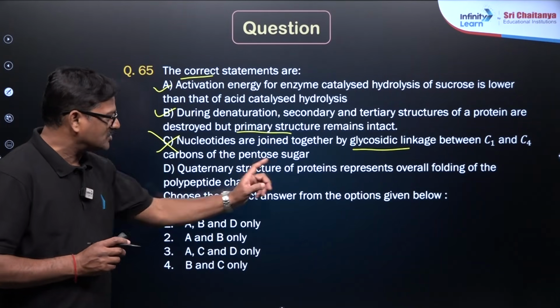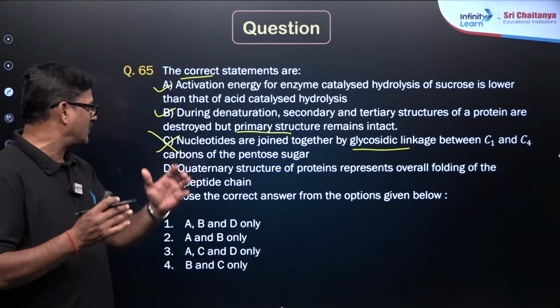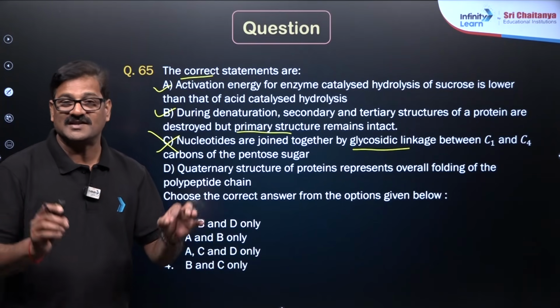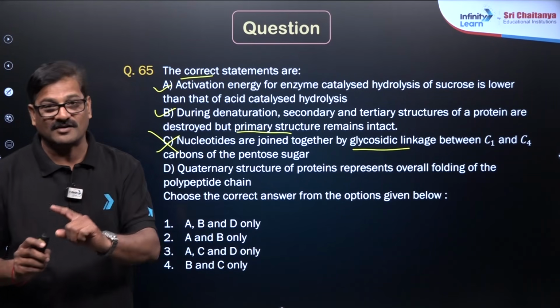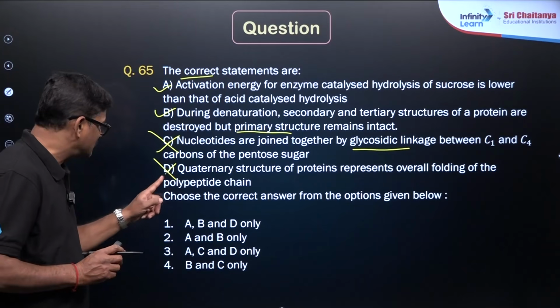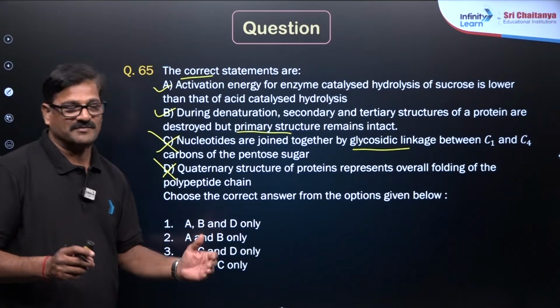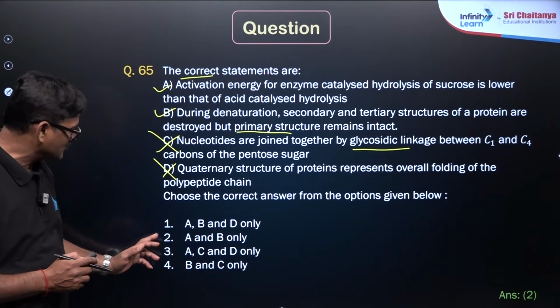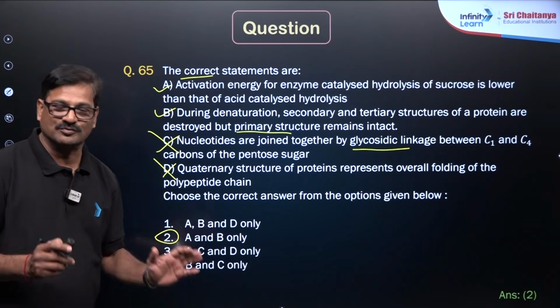And quaternary structure of protein represents the overall folding of the polypeptide chain. No, overall folding of the polypeptide chain is given by tertiary structure but not the quaternary structure. So I would say option D is also a wrong statement. Among A and B, only one is the correct answer. So my answer is going to be option 2.